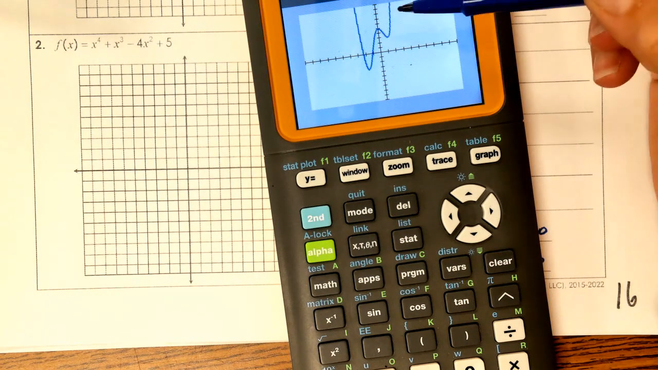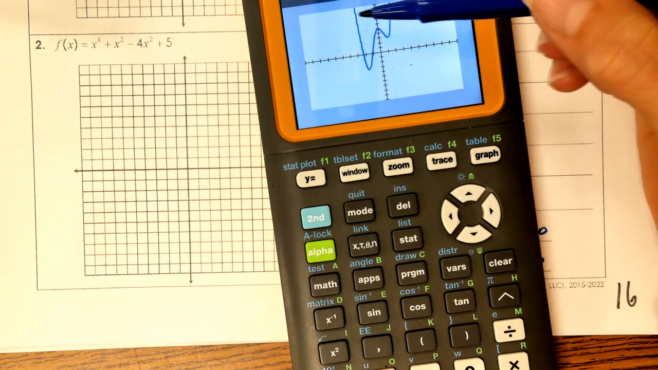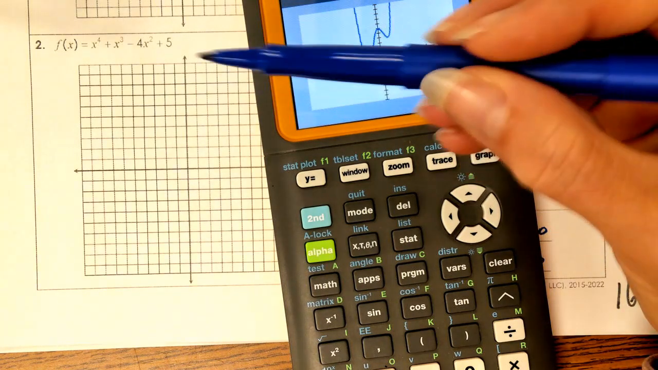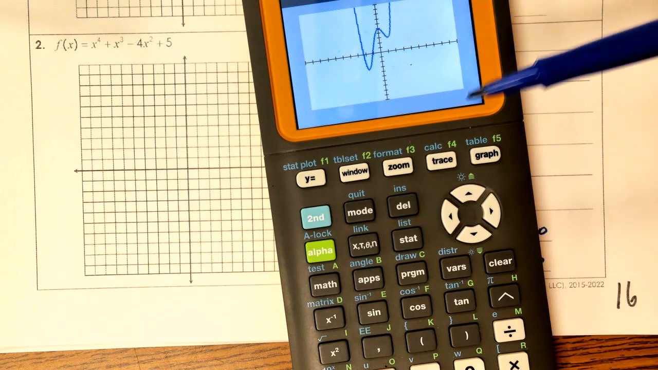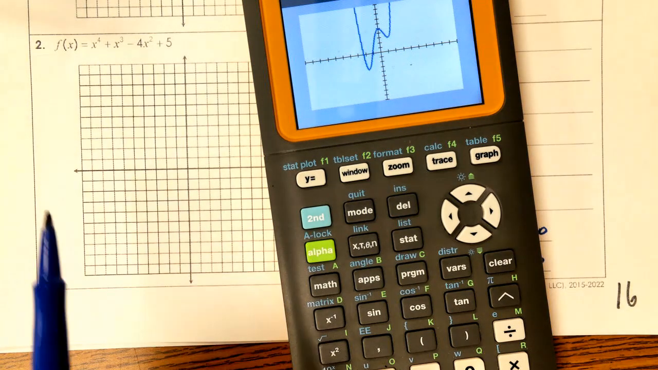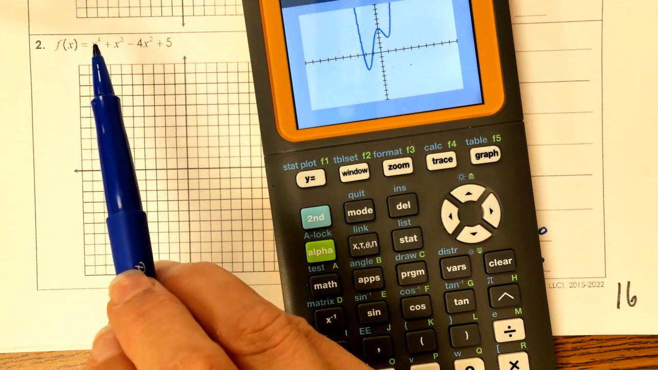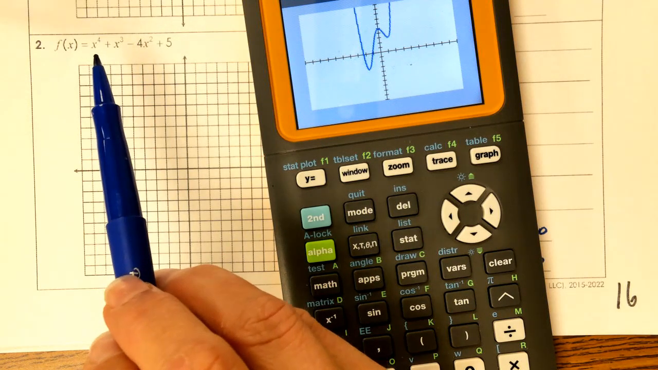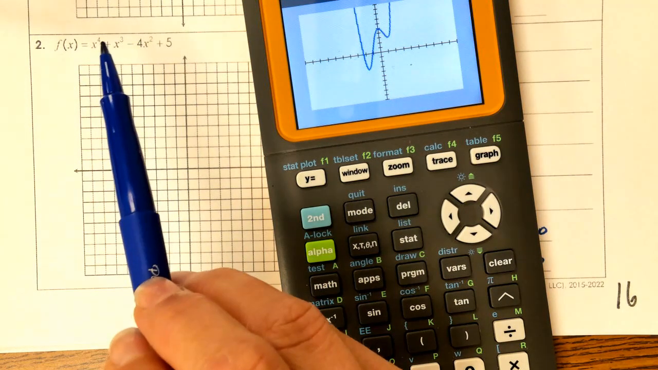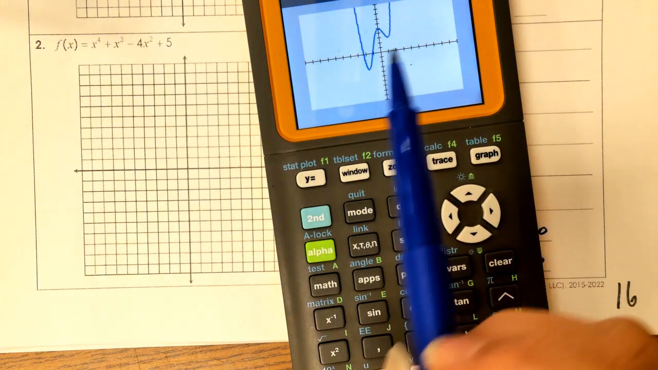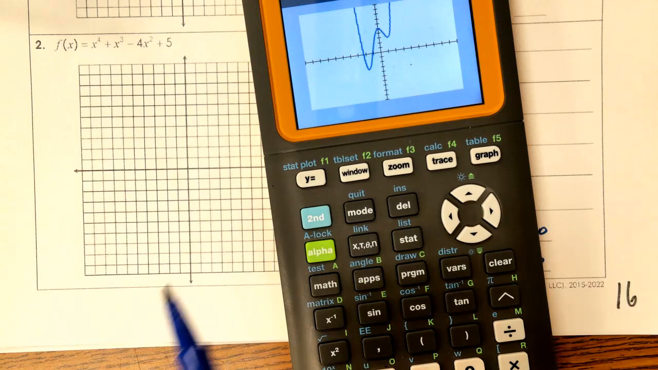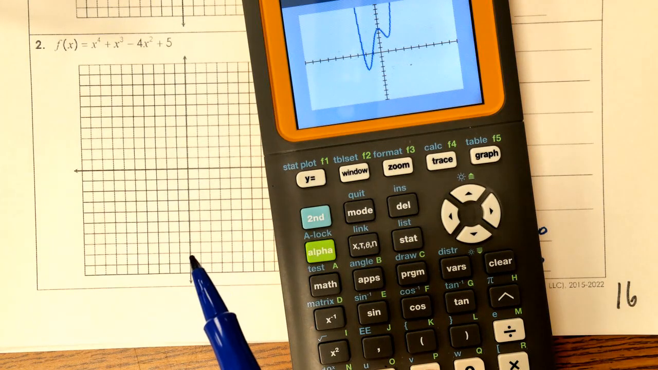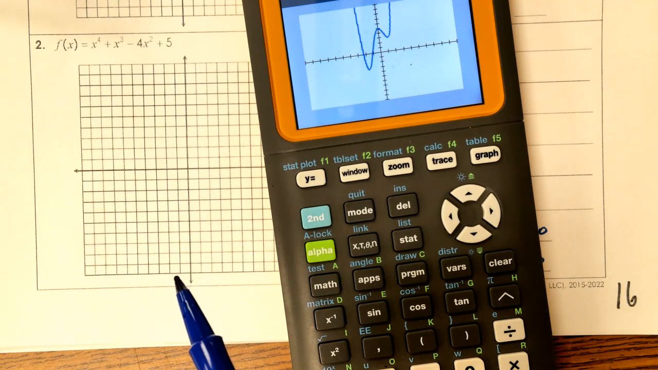It does confirm that it's an up, up on our ending behavior. It has 3 turns. There's 1 here, 2, and 3. So it does follow that pattern of the degree minus 1 for turns. So 4 minus 1 would make it have 3 turns that are possible. The next thing that I might notice is that the maximum looks to be at 0, 5.